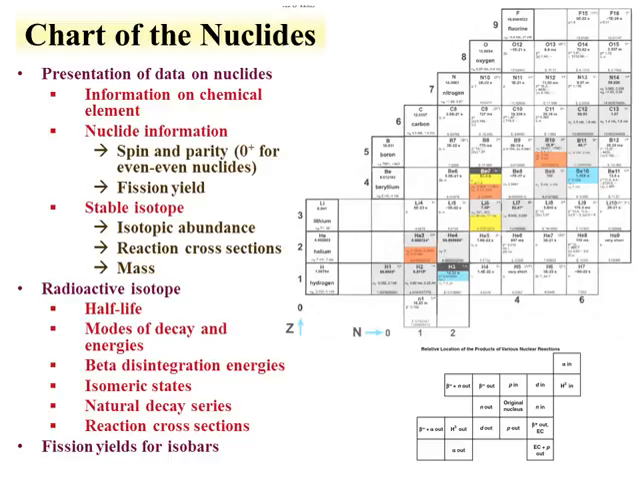And then for the radioactive isotopes, a number of data are provided. And these are listed here. They include half-life, decay modes, isomeric states, if it's part of a natural decay series, and reaction cross-sections.